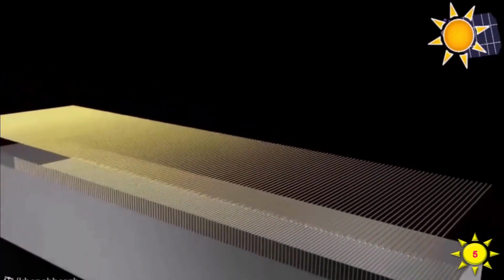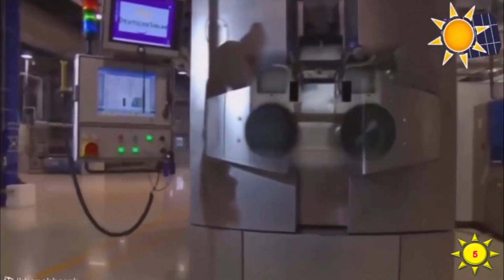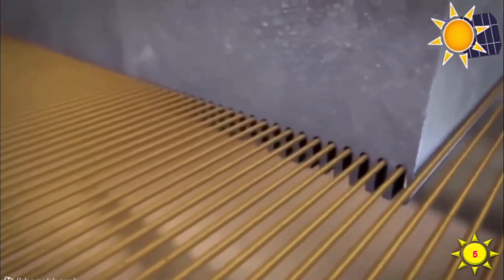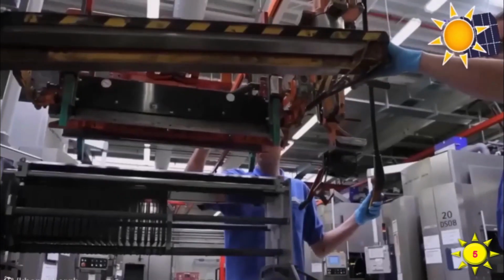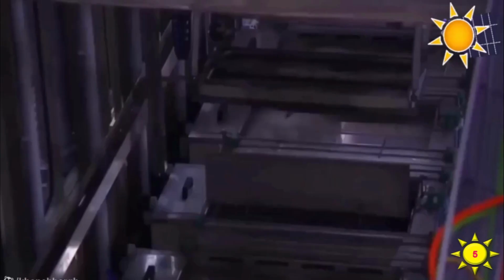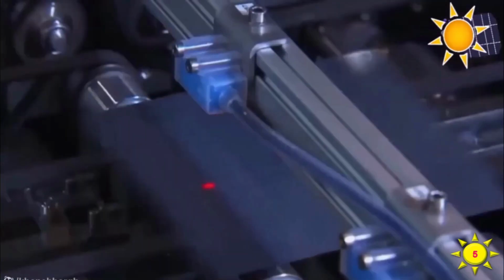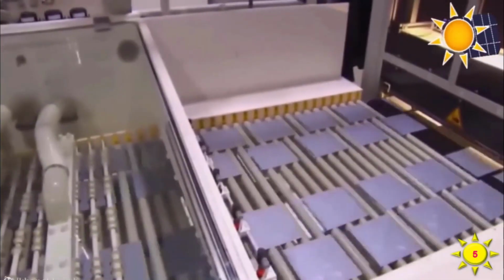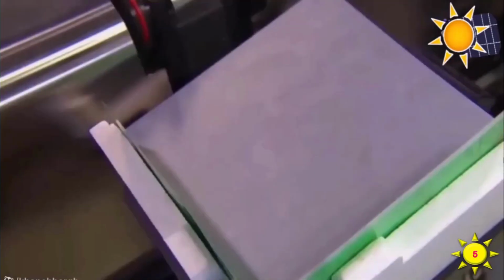At this stage, the ingots are cut and turned into wafers. The ingot is sliced with a very thin steel wire and turned into extremely thin sheets, about the thickness of a strand of hair. These wafers serve as the base for solar cells. Both sides are then smoothed to remove any burrs or irregularities.